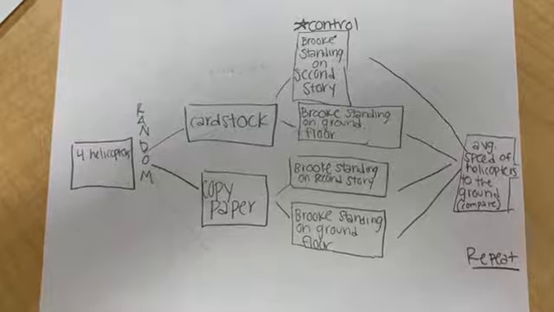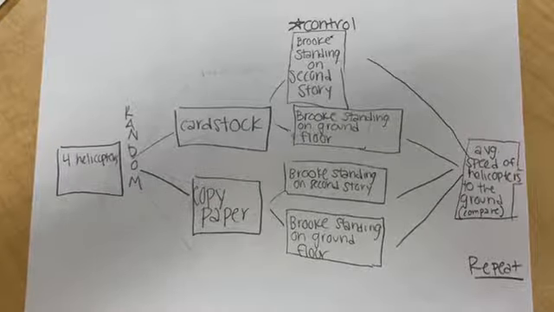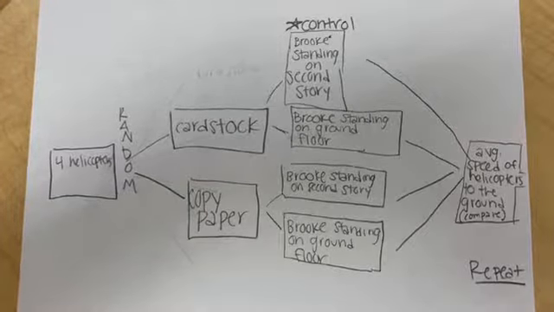Here you can see that we chose the control to be me standing on the second story. This was about 200 inches. Then we're going to compare the average speeds at the end.